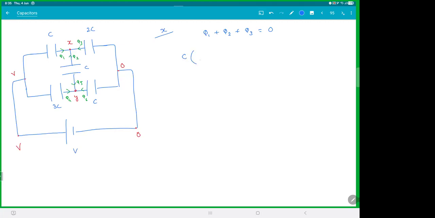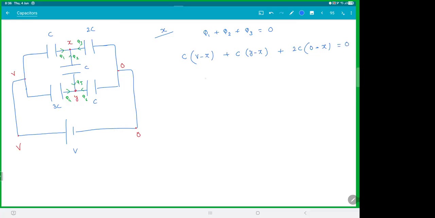What is Q1? Capacitance into the potential difference, V minus X. So if you're taking charges coming from V to X, means you're assuming V is greater than X. Q2 is coming from Y to X, so that is C into Y minus X. Then 2C is coming from 0 to X. So you are assuming 0 is greater than X. So the sign will take care of it, don't worry.